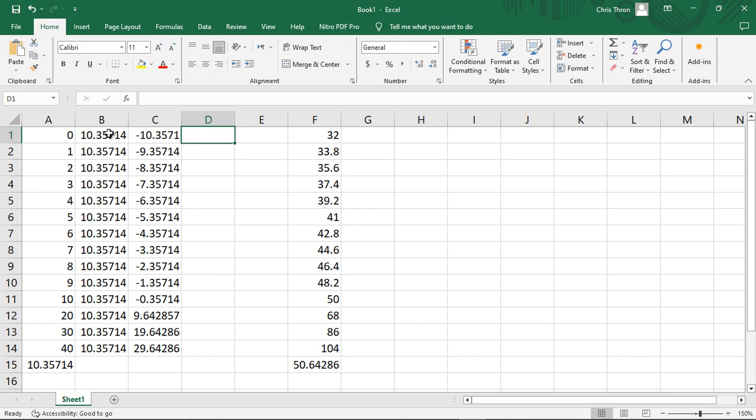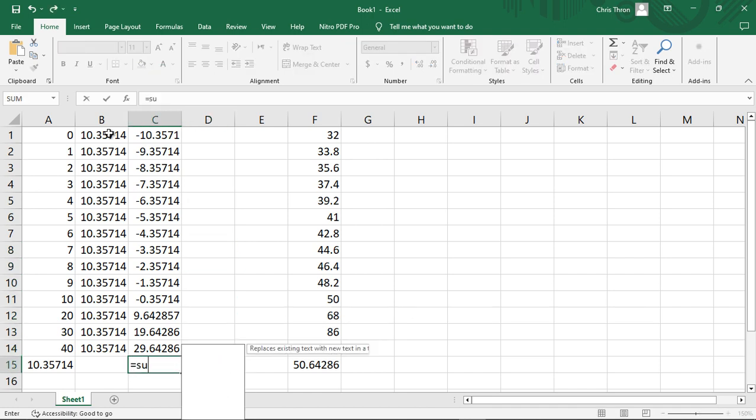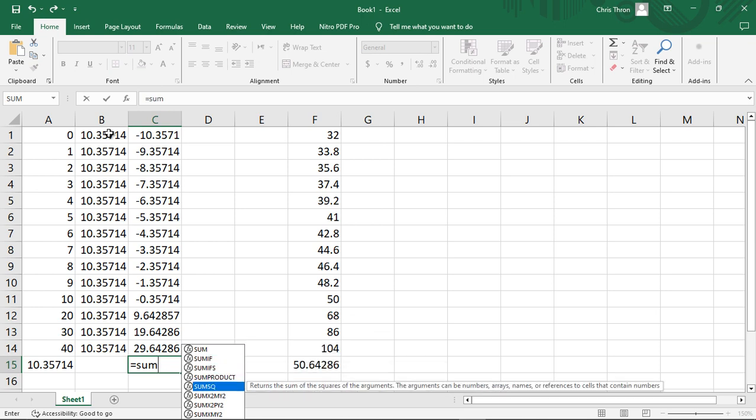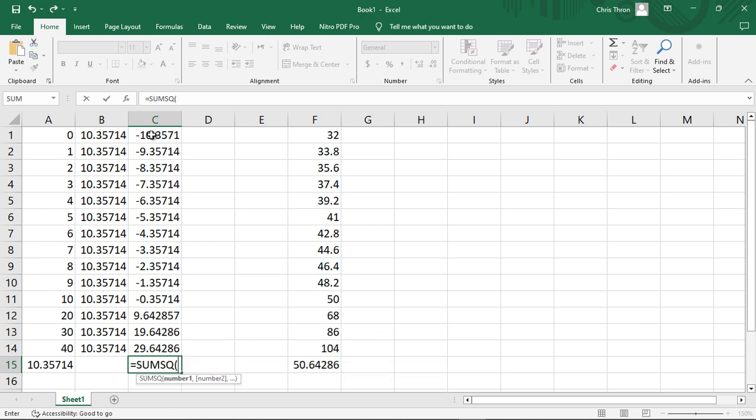Right? Then I want to take the sum of squares of these values. So I'm going to take equals sum. I think I have a sum of squares here. Sum of squares here. That's an Excel function. And I'll do this.